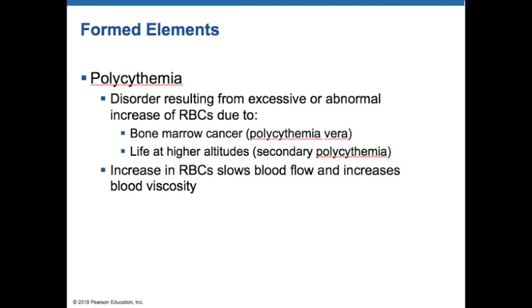Again, if we take this term itself and break it into smaller pieces, we're going to have poly, which means multiple, and then we're going to have cythemia. Emia refers to your red blood cell. So what is polycythemia? It's the disorder that results in excessive amounts of red blood cells. Now there are two specific types of polycythemia that we're going to shortly describe: polycythemia vera and secondary polycythemia.